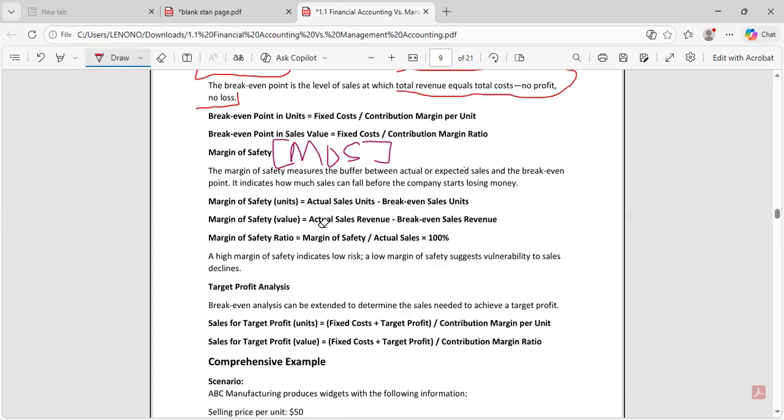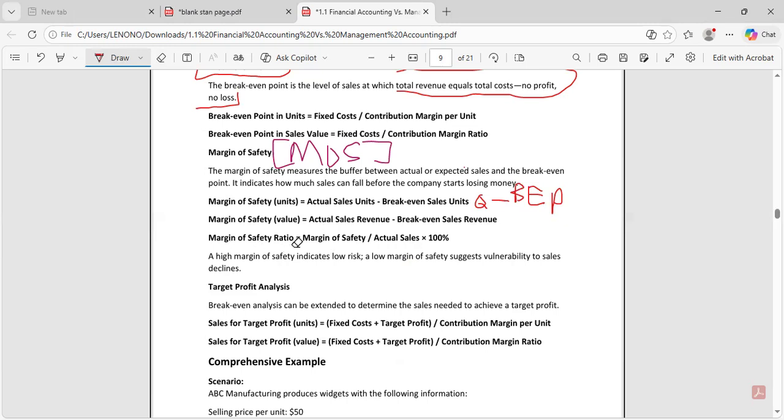So margin of safety in units is actual sales minus the break-even point, so it's Q minus BEP. This is how you get the margin of safety. A margin of safety in value is actual sales minus break-even point sales, that is, actual sales minus break-even sales revenue.